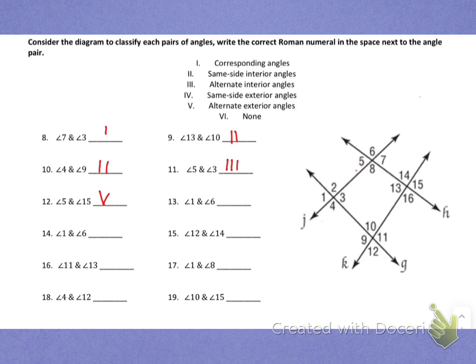Angles 1 and 6. So I have angle 1 right here, I have angle 6 right here. This is going to be the line that is my transversal. So that looks like they're on the same side, and angle 1 is on the outside, and angle 6 is also on the outside. So they're same side exterior. So I'd have that down as 4, which is just IV.